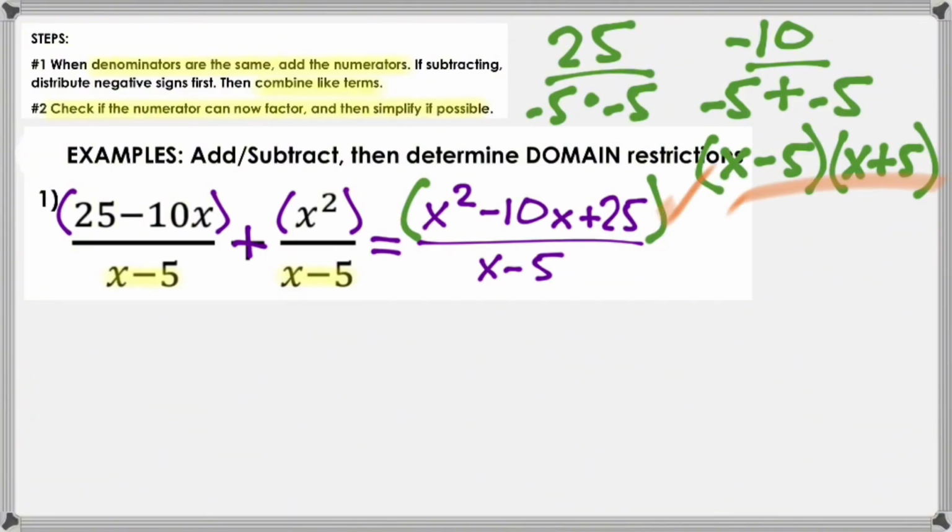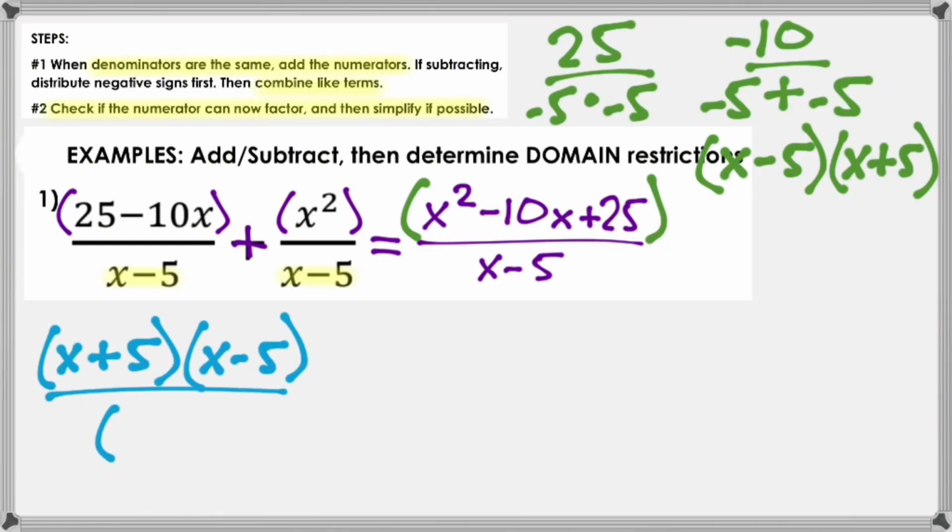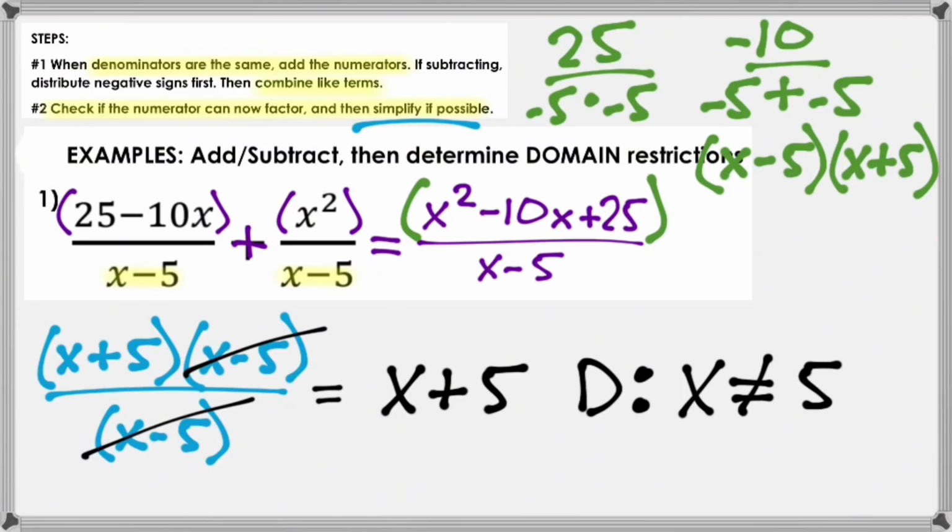Notice how the numerator just became x minus 5, x minus 5, a perfect square trinomial is what this is called. And that denominator of x minus 5 is now going to allow you to simplify by canceling out the x minus 5. So that means the only thing you're left with is the x plus 5, which becomes your final answer.